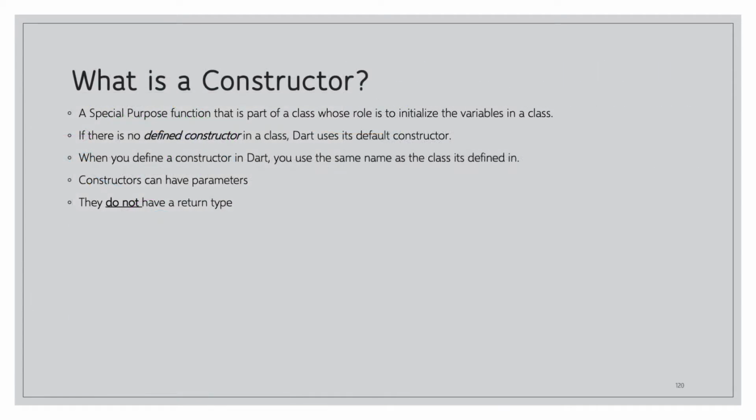What is a constructor? A constructor is a special purpose function that is part of a class whose role it is to instantiate the variables in a class. If there is no defined constructor in a class, Dart will use the default constructor. When you define a constructor in Dart, use the same name as the class it's defined in. Constructors can have parameters, and they do not have a return type.